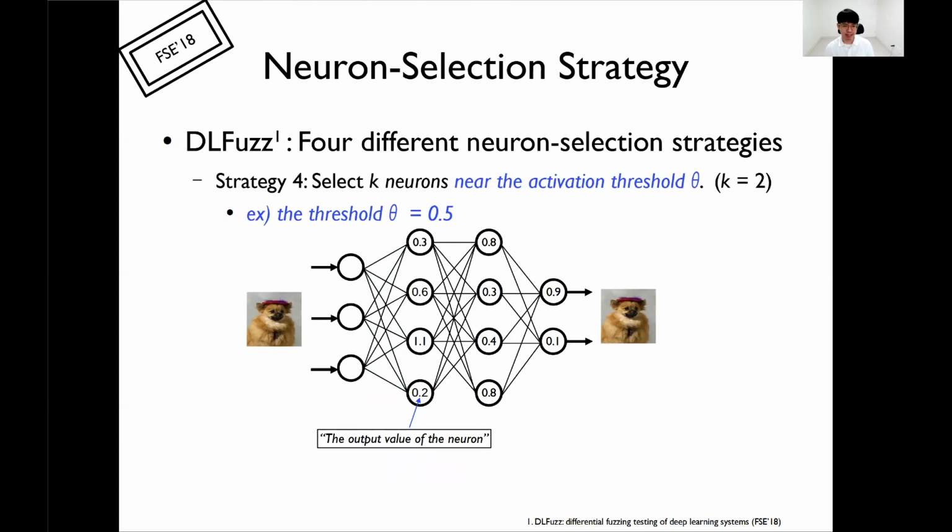And the last strategy is to select the K neurons near the activation threshold. So suppose that K is 2 and the threshold theta is 0.5 and the output value of each neuron is as follows. It is a very easy question. Which 2 neurons will this strategy choose? I will give 5 seconds. Yes, this strategy will choose the 2 blue neurons which are closest to the threshold value 0.5.